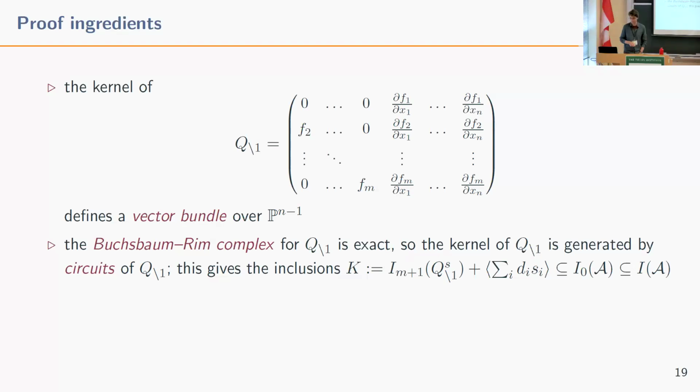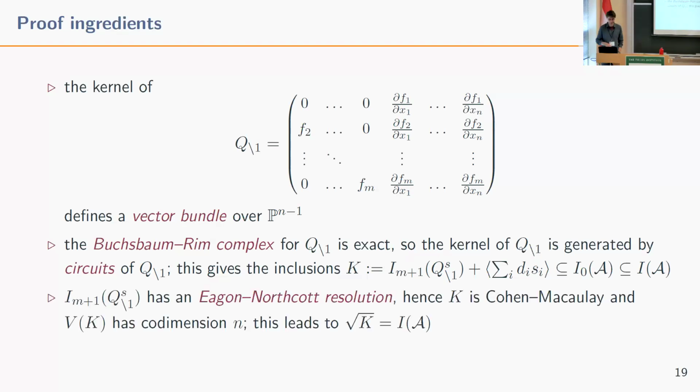we use another nice complex from the appendix of Eisenbud, which is the Eagon-Northcott resolution, which gives you a resolution of this ideal here, and shows you that this ideal is Cohen-Macaulay of the correct codimension. And then up to radicals, we get an equality here.